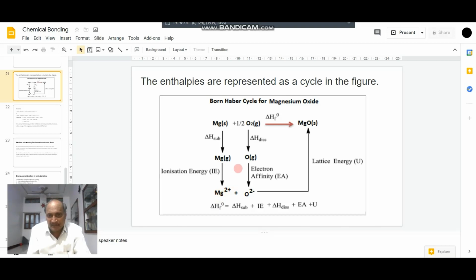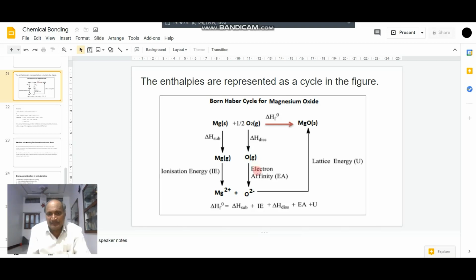Then coming to the third step regarding the dissociation of a gaseous oxygen molecule. The amount of energy needed to dissociate 1 mole of gaseous oxygen into its atoms is called the dissociation energy. To break the bond in the O2 molecule, the dissociation energy is required. By supplying the dissociation energy to the gaseous oxygen molecule, it will be split into 2 oxygen atoms in gaseous state.